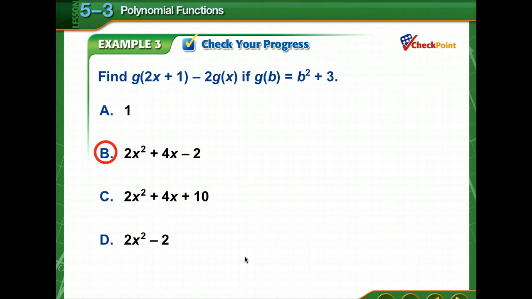Okay, when I found g of 2x plus 1, I ended up with 4x squared plus 4x plus 4. And then when I found 2g of x, I ended up with 2x squared plus 6. So when I took 4x squared plus 4x plus 4 minus 2x squared minus 6, I ended up with 2x squared plus 4x minus 2.